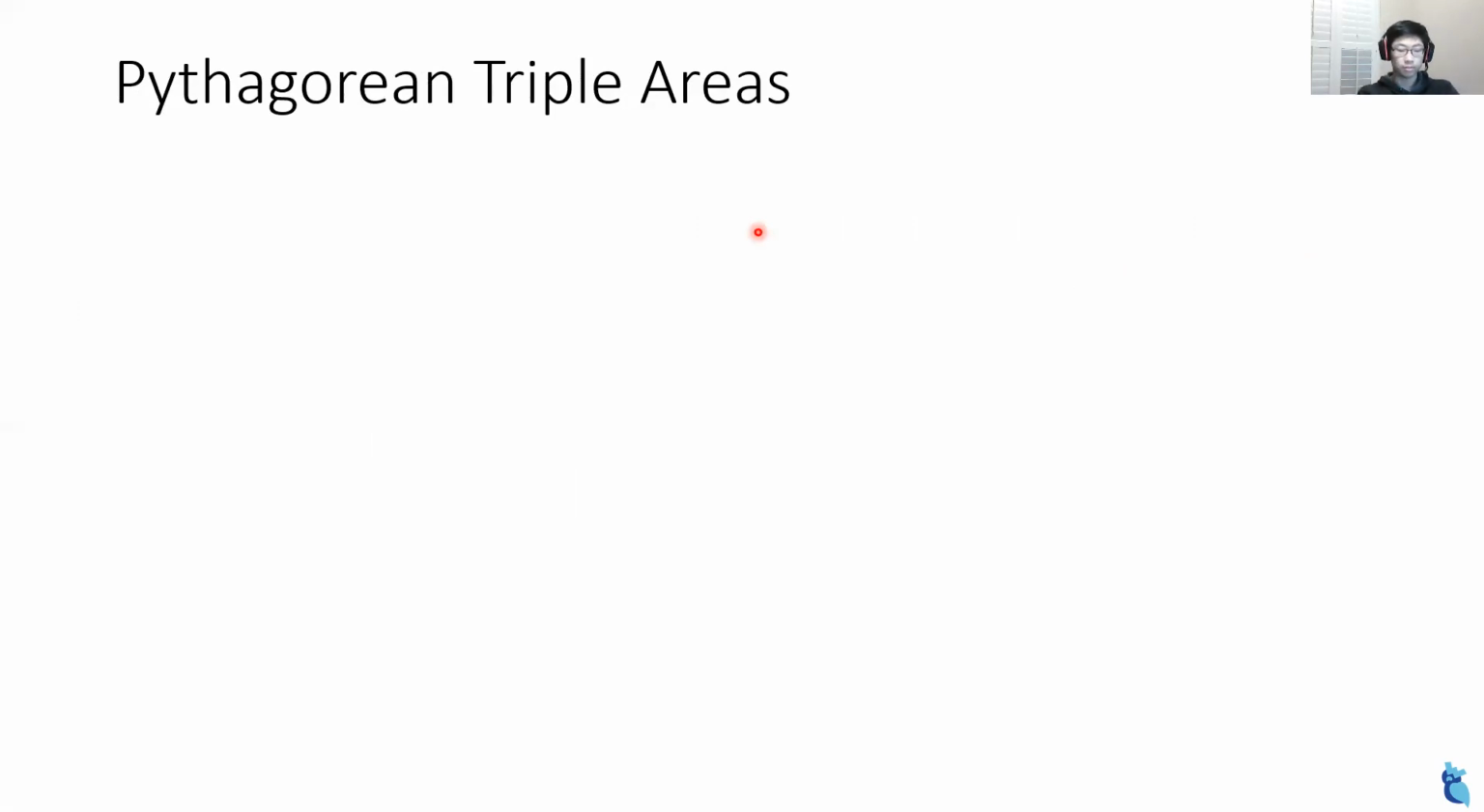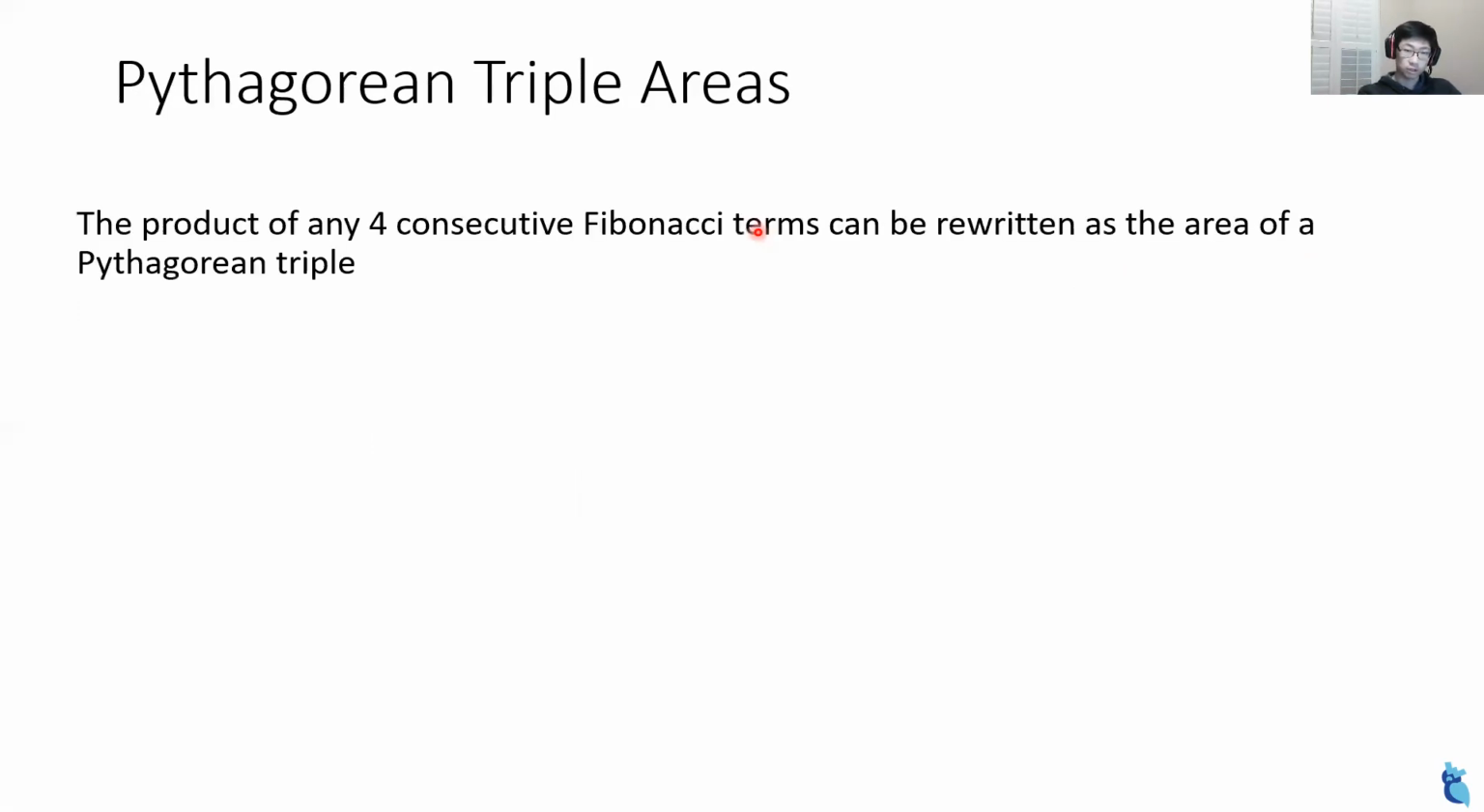Another theorem that most of you probably know already is the Pythagorean theorem, which is connected to right triangles and the lengths of the legs and hypotenuses, right? And from that theorem, we create these things called Pythagorean triples, which are essentially sets of numbers that are integer lengths of a right triangle. It has a connection to Fibonacci where if you choose any four consecutive Fibonacci terms, anywhere in there, their product can be shown to be the area of a Pythagorean triple.